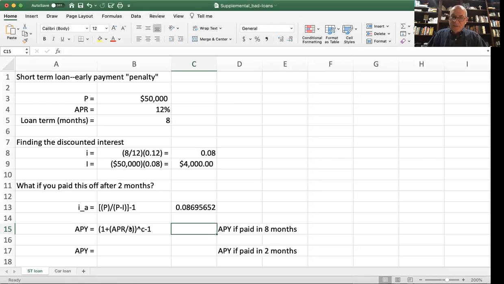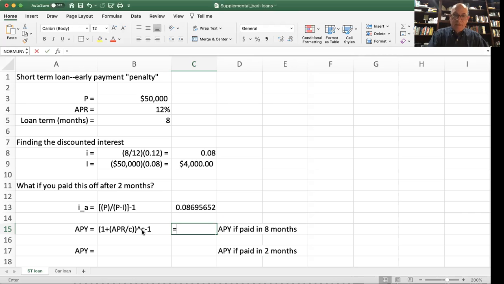For us, this term right here is going to be the 0.0869. And the C in the exponent is going to be how many 8-month periods are in 1 year. Well, there's 1.5 8-month periods in 1 year, right? Think about that. That's 12 divided by 8, 1.5. So we'll use that in this formula as well.